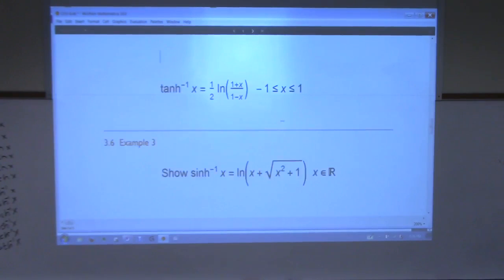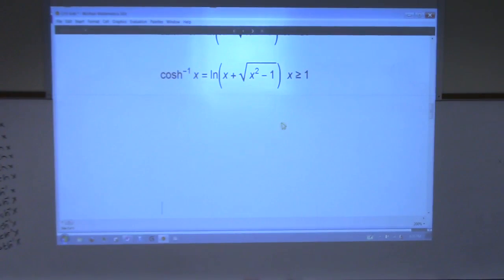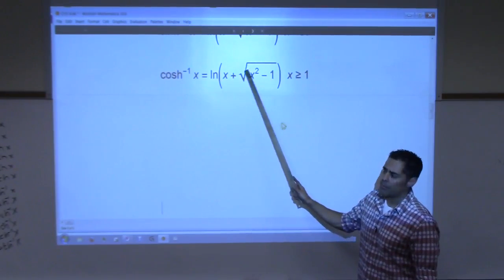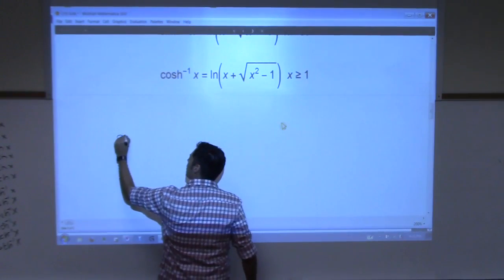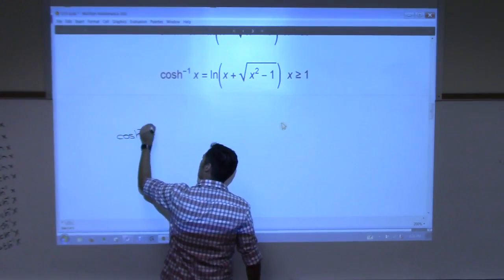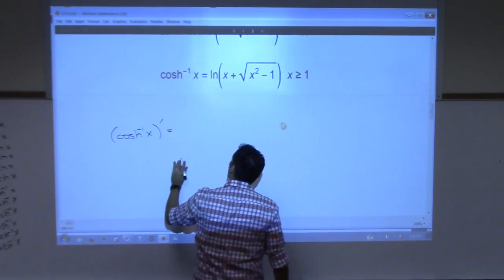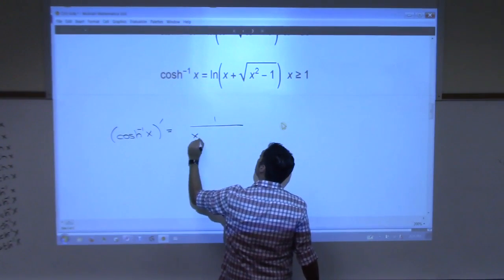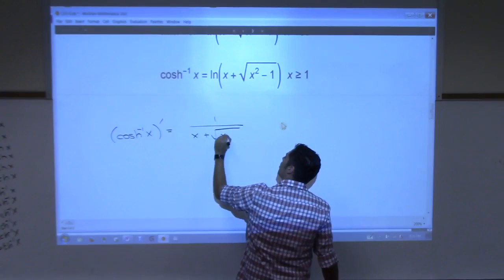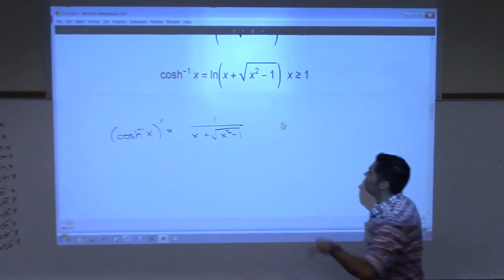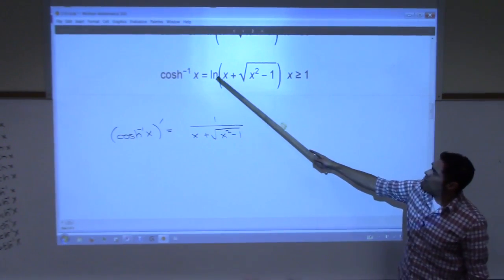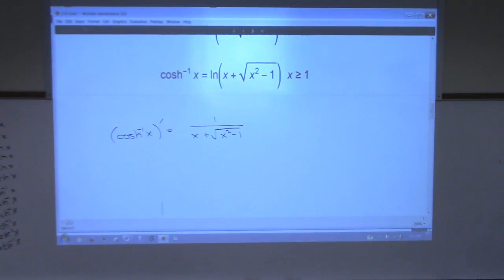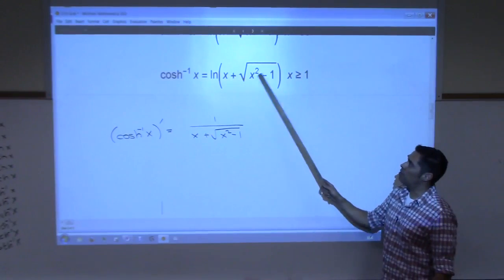So I go back up to the inverse hyperbolic cosine function. There it is. And I'm just going to take its derivative. So you're going to take the derivative of a natural log, right? So the derivative of cosine hyperbolic inverse is the derivative of natural log of a bunch of junk, which is 1 over all that junk, right?